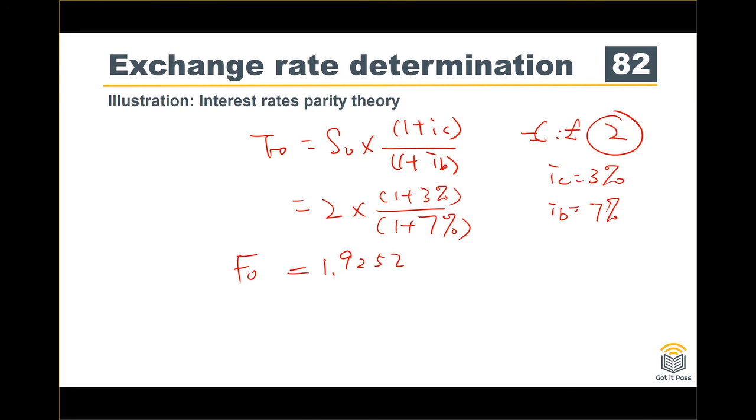So in other words, you agreed the forward rate is at 1.9252. It means the euro appreciates.